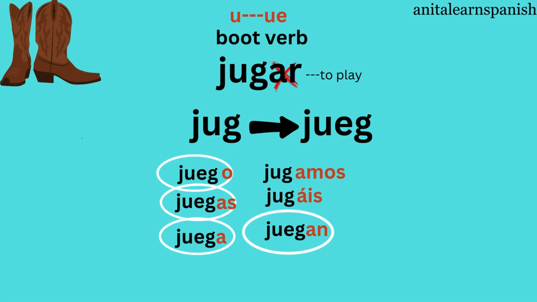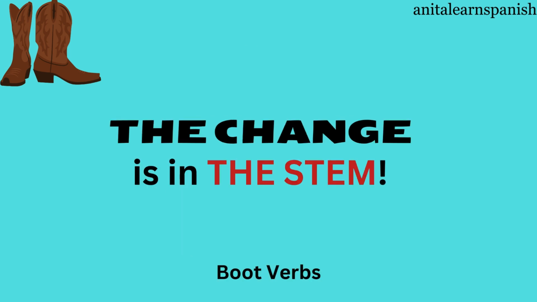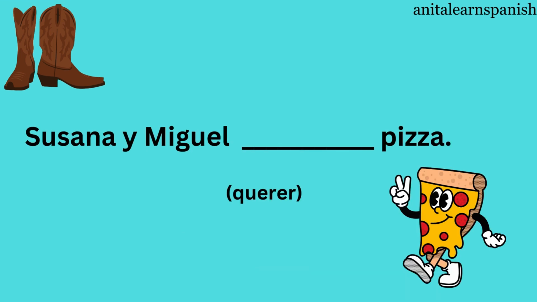Okay, here's yet another one. U to UE, the verb jugar. The jug changes to jueg, okay? In those boot forms only, right? And then here's another one. An E to I stem changing verb, servir. So serv becomes sirv. So there are a few examples for you. Don't forget, the endings remain the same, but the change is in the stem. Okay, so let's see what you can do. Let's give it a try here.